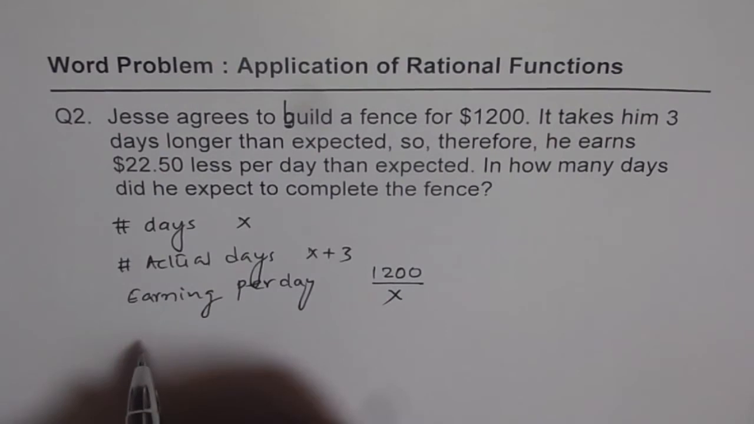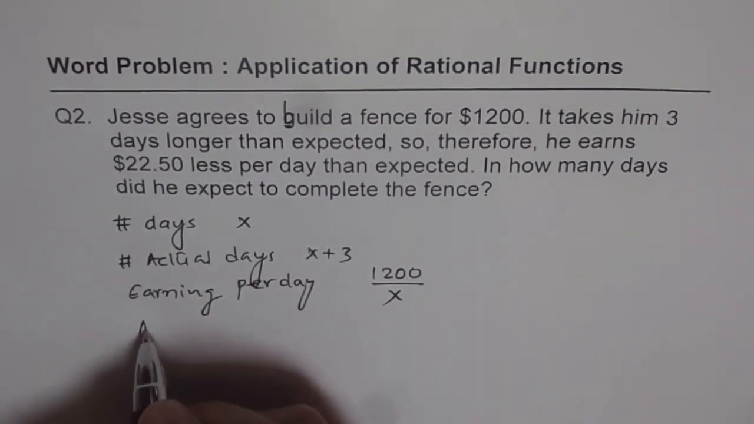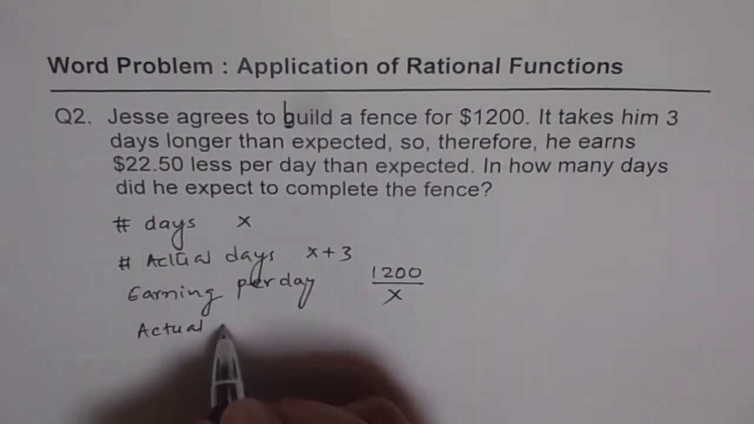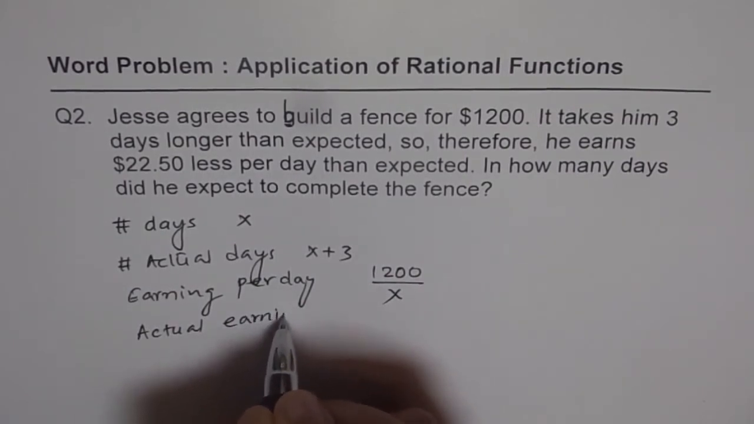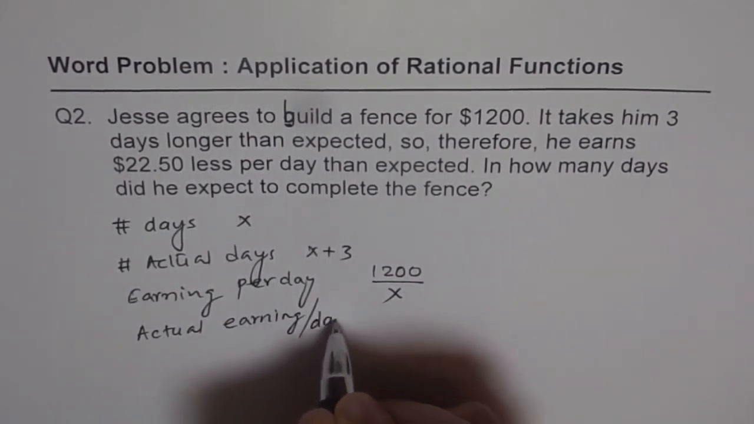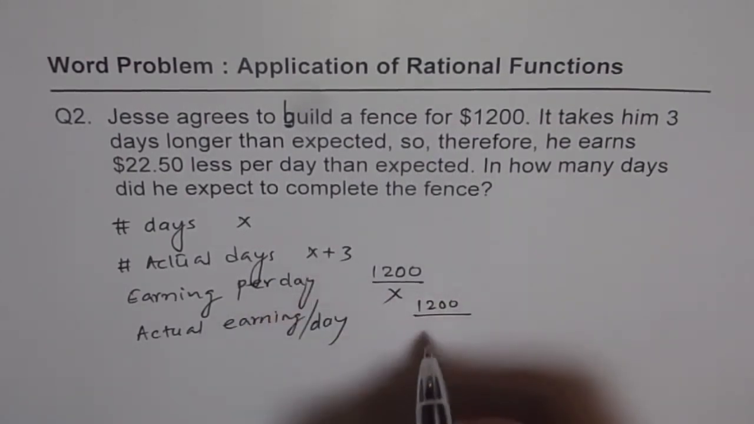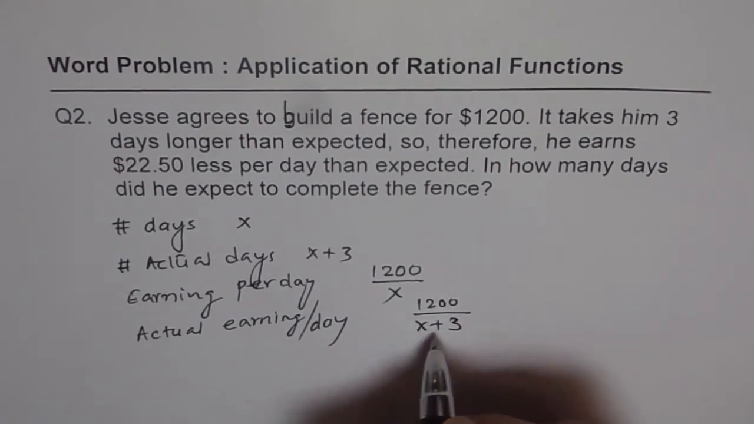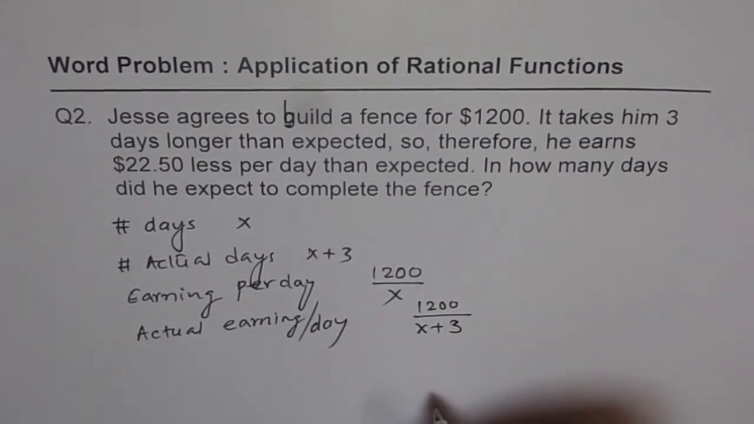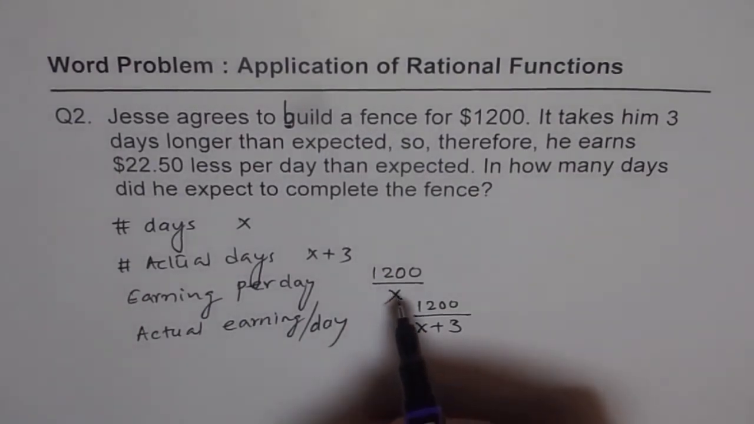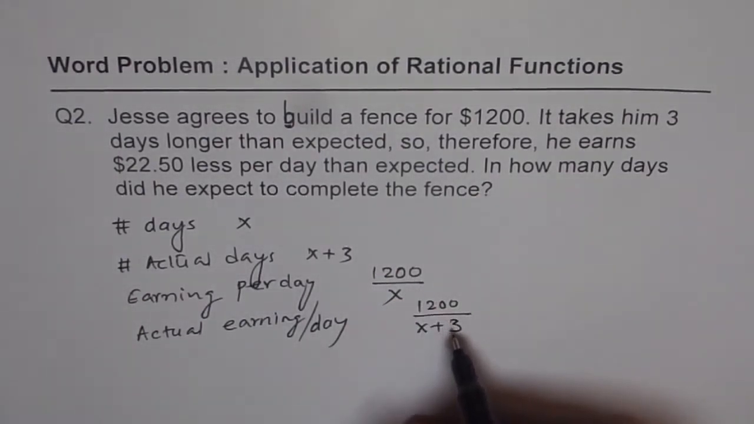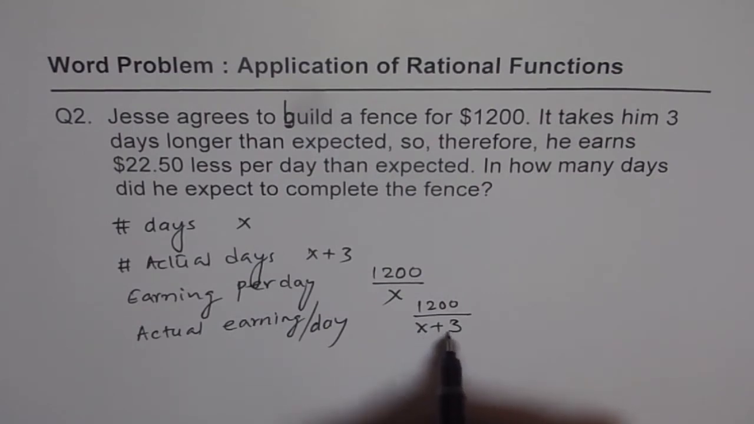But what was the actual earning per day? It was 1200 divided by x plus 3, since it took him 3 days longer. Now the difference between the two is given to you as $22.50. Do you understand? So his earning could have been higher. Now per day earning has decreased since the number of days has increased.